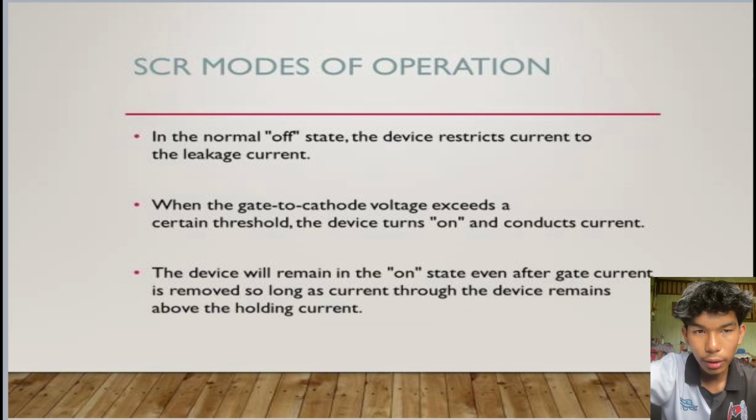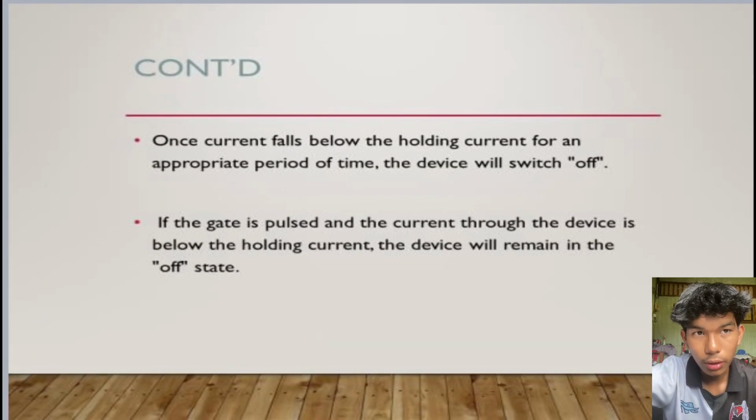The device will remain in the on state even after gate current is removed so long as current through the device remains above the holding current. Once current falls below the holding current for an appropriate period of time, the device will switch off. If the gate is pulsed and the current through the device is below the holding current, the device will remain in the off state.